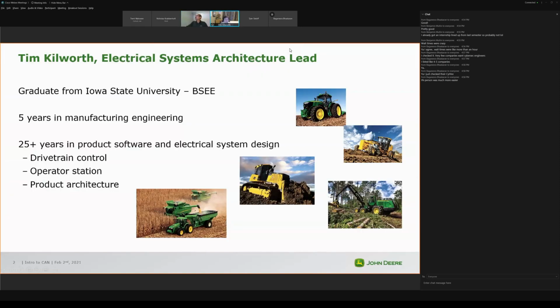I lead the electrical systems architecture group within John Deere, and my group is focused specifically on the ag products, but in general, all of the machines. I graduated from Iowa State University way too long ago and spent 5 years working in manufacturing, and the rest of my career has been in product design, software, and electrical system design. Most of that was on tractors, mostly drivetrain and operator station, and the last few years it's been on product architecture.